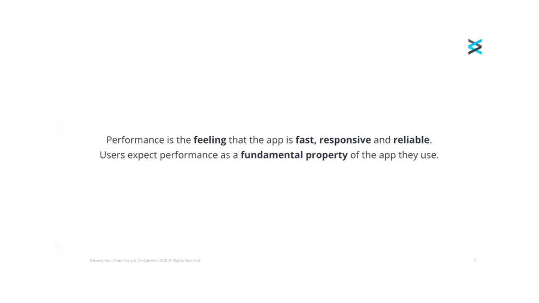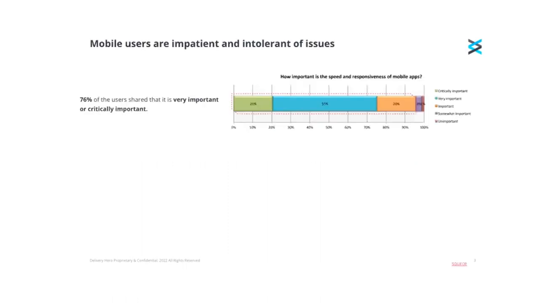What is performance in a mobile application? How do we define this? Performance is the feeling that the app is fast, responsive, and reliable. In general, users also expect performance as a fundamental property of the app they use. We can see in this statement that performance is composed of three different parts: being fast, responsive, and reliable.